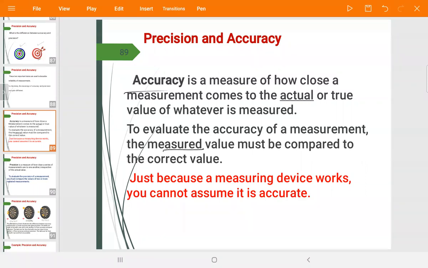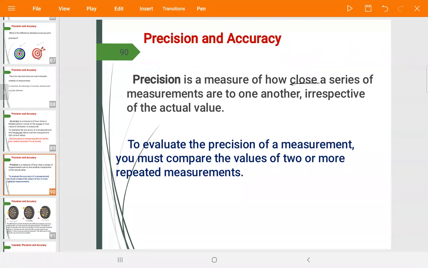Now, the other concept is measure precision. Precision is defined as a measure of how close a measured value or measured values are to one another, irrespective of the actual value. Do you see the difference? Accuracy refers to the closeness of the measured values to the true value, whereas precision refers to the closeness of measured values to one another, irrespective of the actual value. To evaluate the precision of a measurement, you must compare the values of two or more repeated measurements with each other. So that is the main difference between these two.